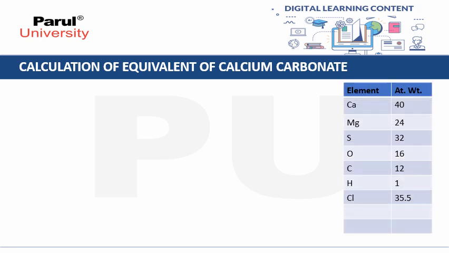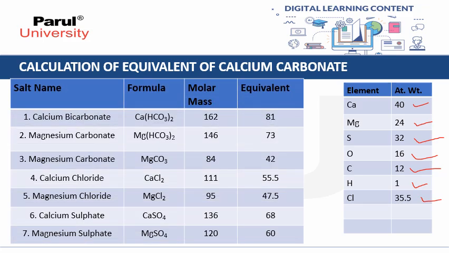To calculate the hardness of water, first we need to know the equivalent weights or the atomic weights of the different elements which form the dissolved salts present in water. For example, calcium, its atomic weight is 40, magnesium atomic weight 24, sulfur atomic weight 32, oxygen atomic weight 16, carbon 12, hydrogen 1, chlorine 35.5. Hence, if we want to calculate the molar mass and the equivalent weight, we can calculate with respect to the atomic weight of each of the elements.